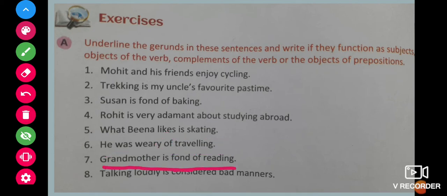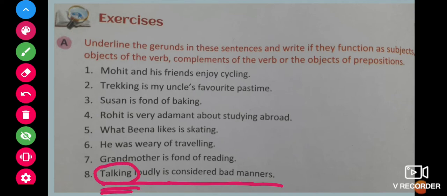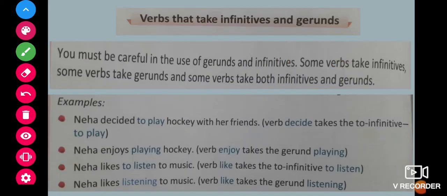Grandmother is fond of reading. Here reading is the gerund and it is positioned after the preposition, so it is the object of the preposition. Talking loudly is considered bad manners. Now here talking is the gerund and as it is acting as the subject, it is the subject of the verb. Let us move ahead.